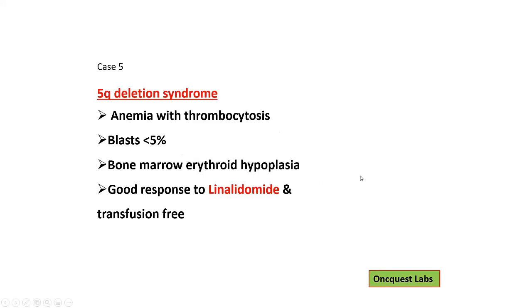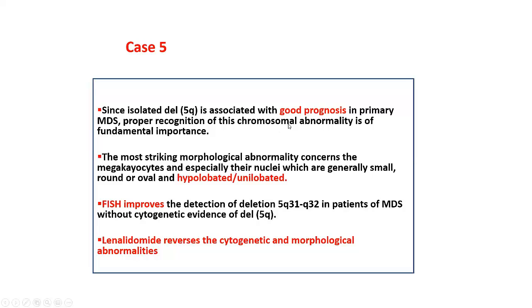So this was a case of 5q deletion, and many of you could diagnose it as 5q deletion, which was very, very heartening. Now, good prognosis, hypolobated or unilobated nuclei, and lenalidomide is one drug which not only takes care of anemia, but also reverses the cytogenetic and morphological abnormalities.